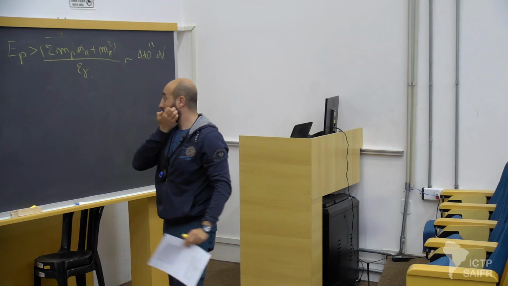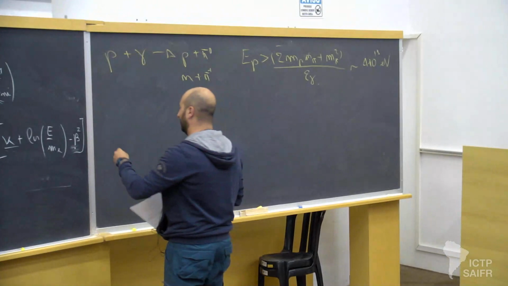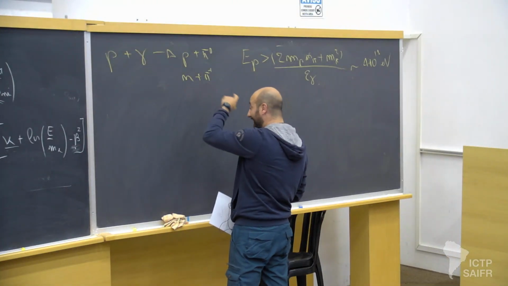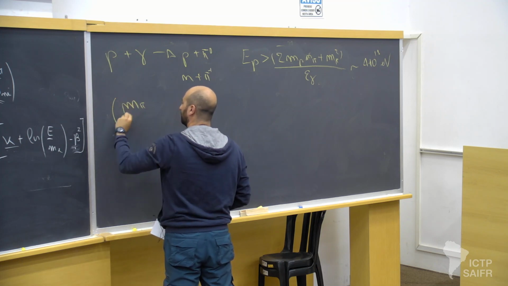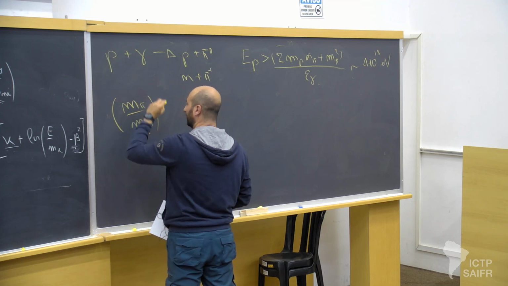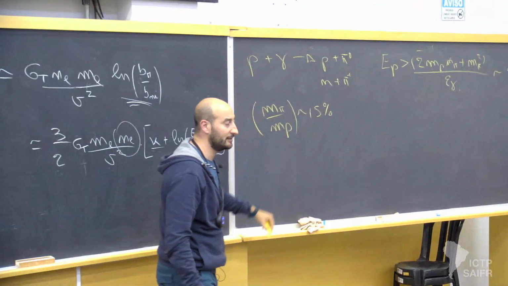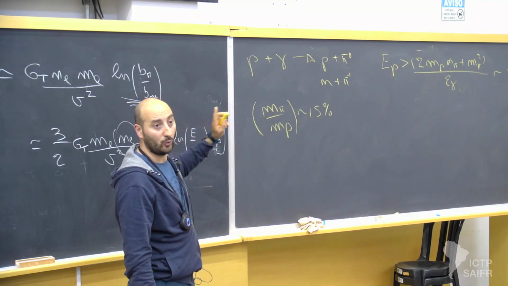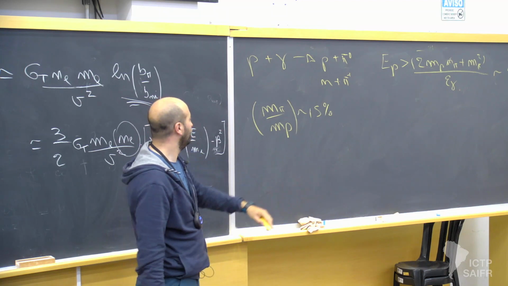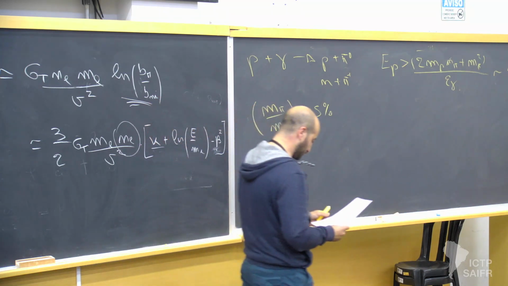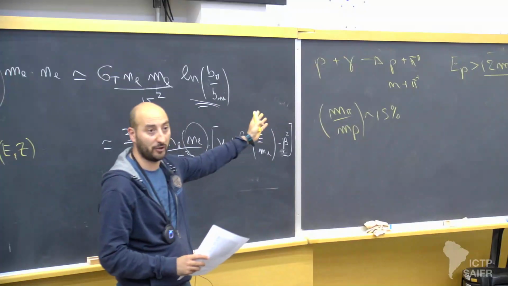Okay? Now, from the same argument I gave before, this process is characterized by an inelasticity, which is larger. It's of the order of m pion over m proton at the threshold, which is roughly 15% or so. Actually, it's even a bit larger than that. So differently from the other one, once this happens, the proton loses a significant fraction of its energy. And basically, how likely this is to happen depends on the cross-section for this process.